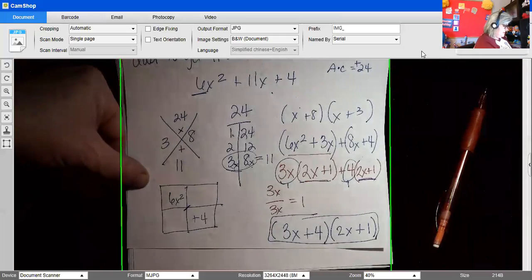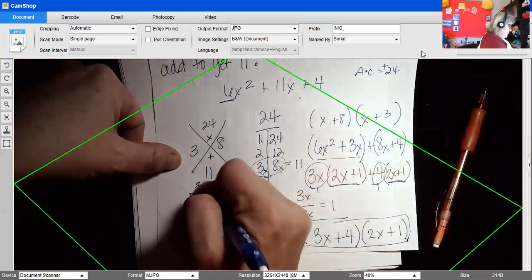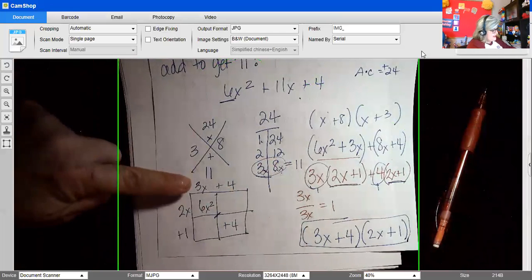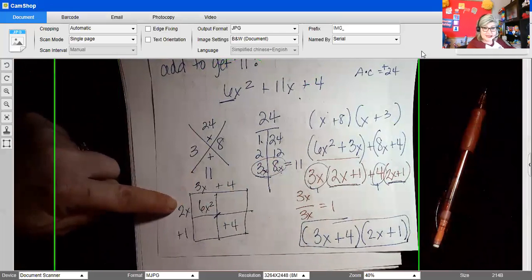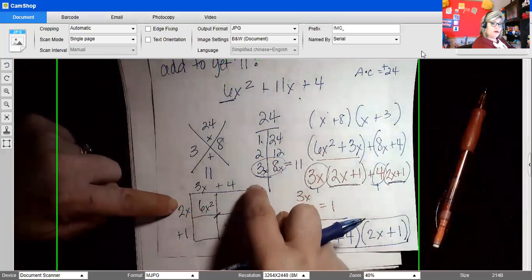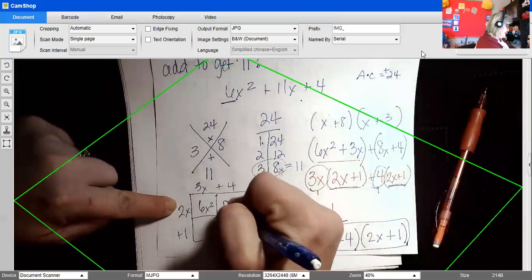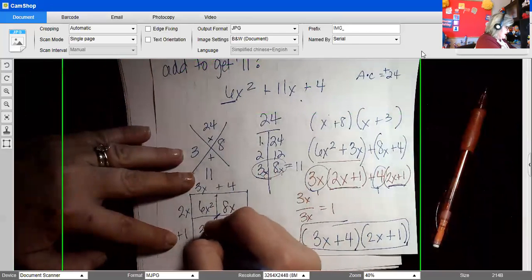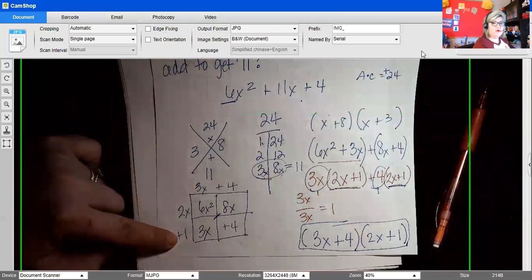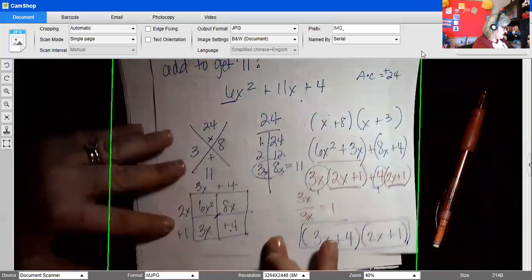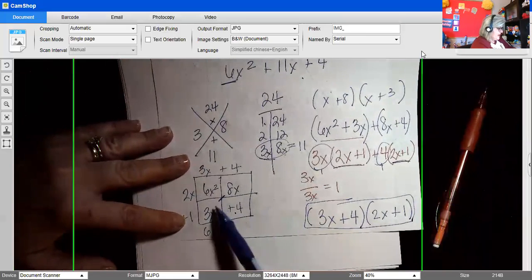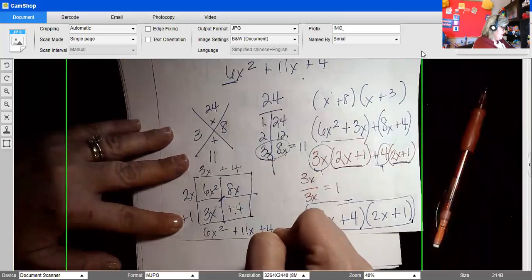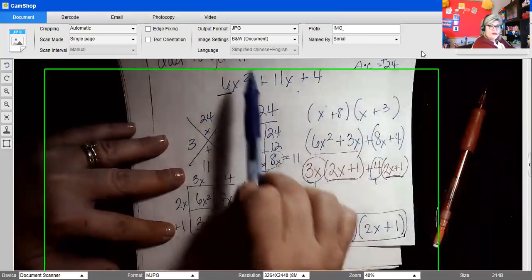Now, do we want to check it? Come over to our box. If we have 3x plus 4 and 2x plus 1, 3x times 2x is 6x squared. 2x times a positive 4 is 8x. 1 times a positive 3x is 3x, and then 1 times a positive 4 is positive 4. So if we bring this out, do we get 6x squared, add the ones on the diagonal, 3x plus 8x, that's 11x, and then plus 4, which is exactly what we started with up here.